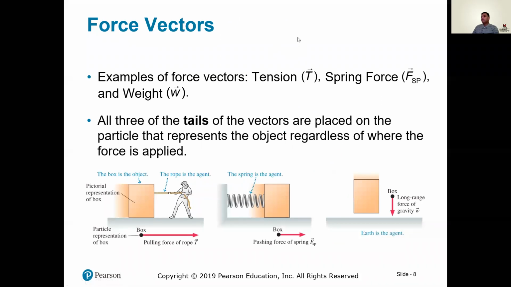Then, yeah, there are several different examples of force vectors, right? We are continuing our cataloging. We can have tension, spring force, and weight. These are the three very important forces that you are going to see eventually in a lot of problems that you are going to solve with forces.